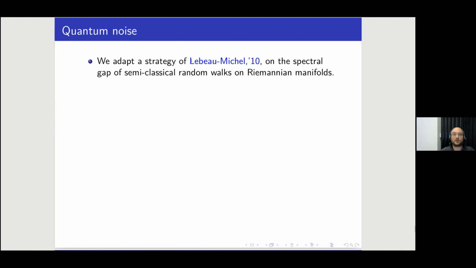To prove such a result, we adapt a strategy of Lebeau and Michel, which computed the spectral gap of semiclassical random walks on a Riemannian manifold. We see the Berezin transform and its iterations of this Markov operator as a random walk on a Riemannian manifold, and we want to adapt their strategy.